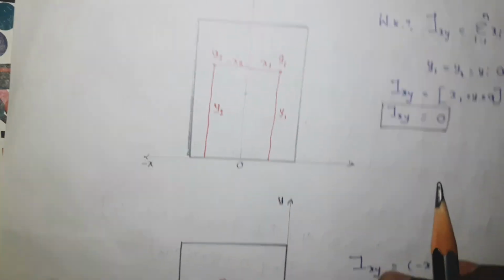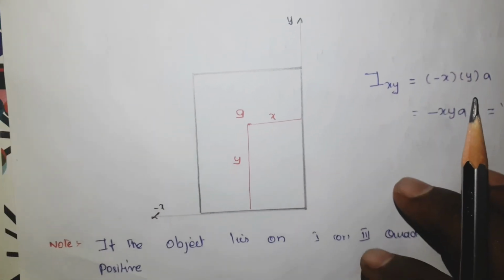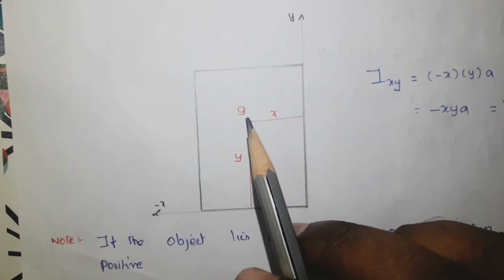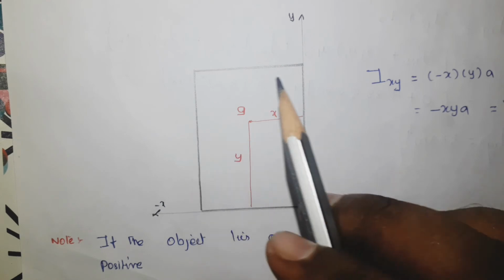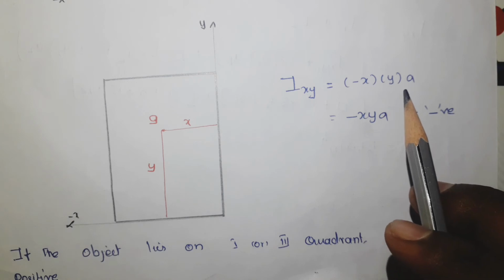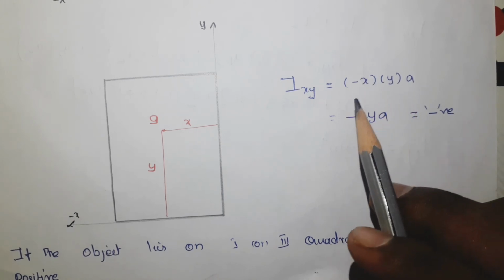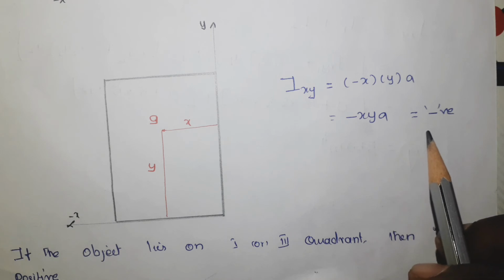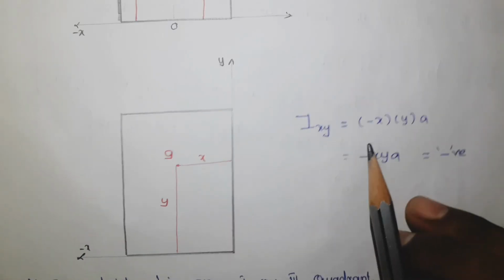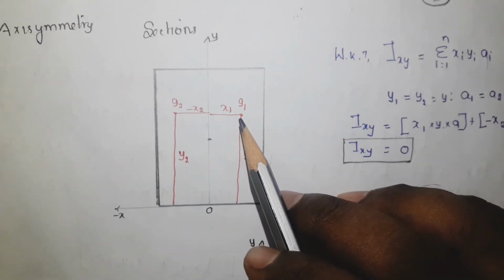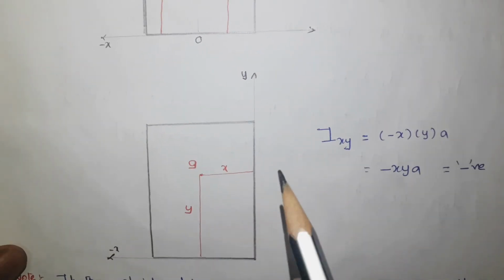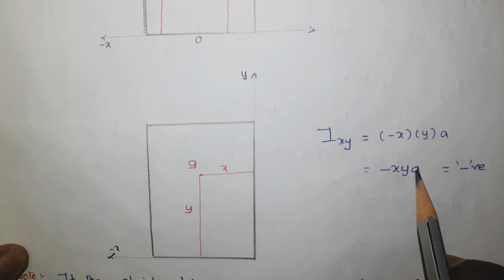Now the same rectangle is located in the second quadrant. Here is the value of G, this is x, this is y, and I am going to use the product moment of inertia formula. You see here x, y and A. So here the x is negative, so the final answer will be negative. So it is clear that for the axis of symmetry section the product moment of inertia is 0, but if it is located in the second quadrant then it is negative.